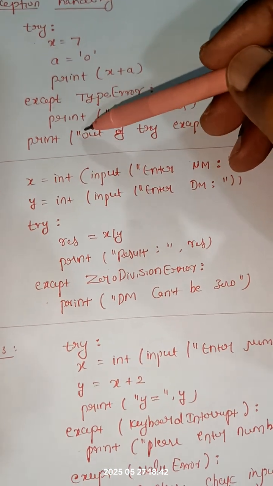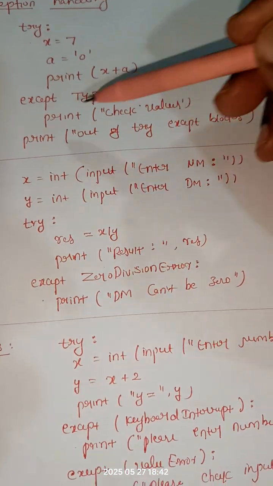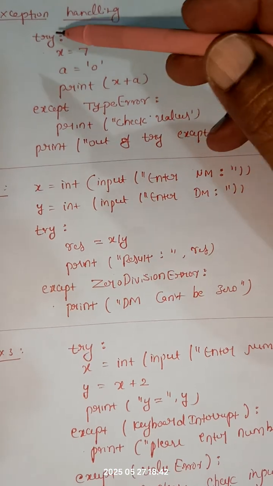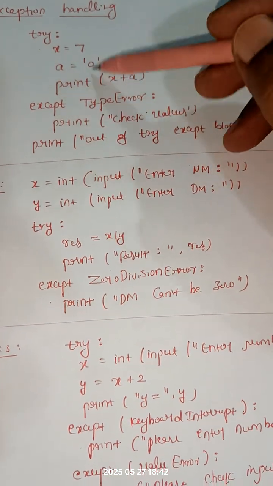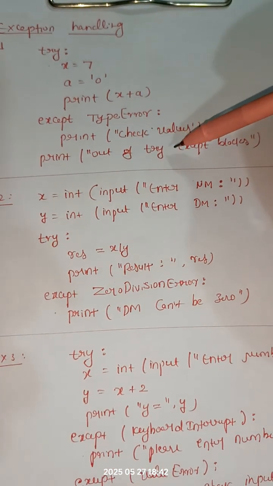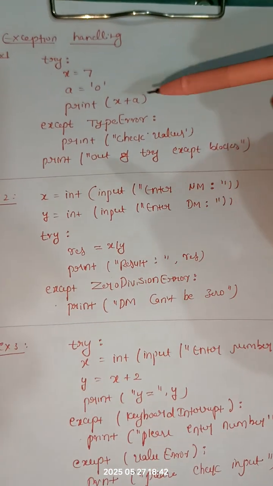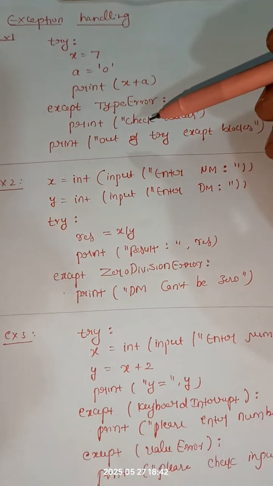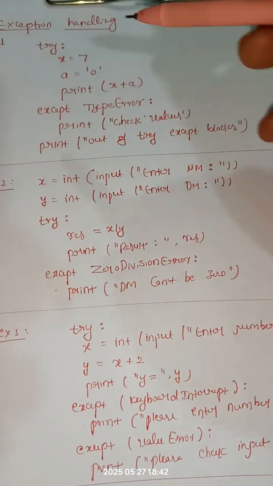After that, print check values, print out of try except block. Out of try except block means this block. So what is going to print here? Check the values and out of try except block. That's what the output is going to print because of this.